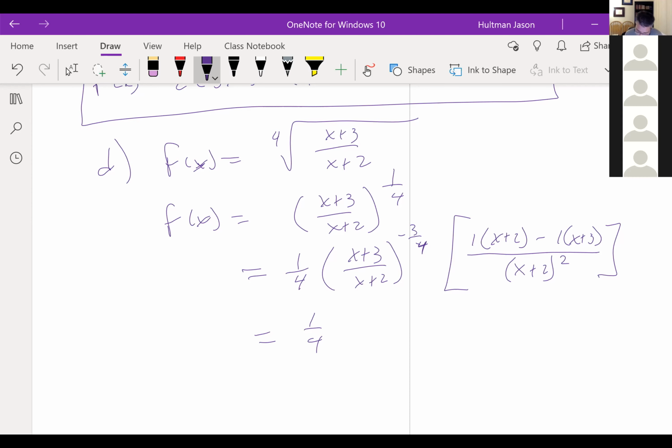Okay, so what we can do with a fraction raised to a negative exponent is we can just flip it upside down. This thing just becomes x plus 2 over x plus 3 to the 3/4. Boom. That's easy. Because it's really 1 over a fraction, and what happens when I take 1 over a fraction? It multiplies by the reciprocal. So it just flips.